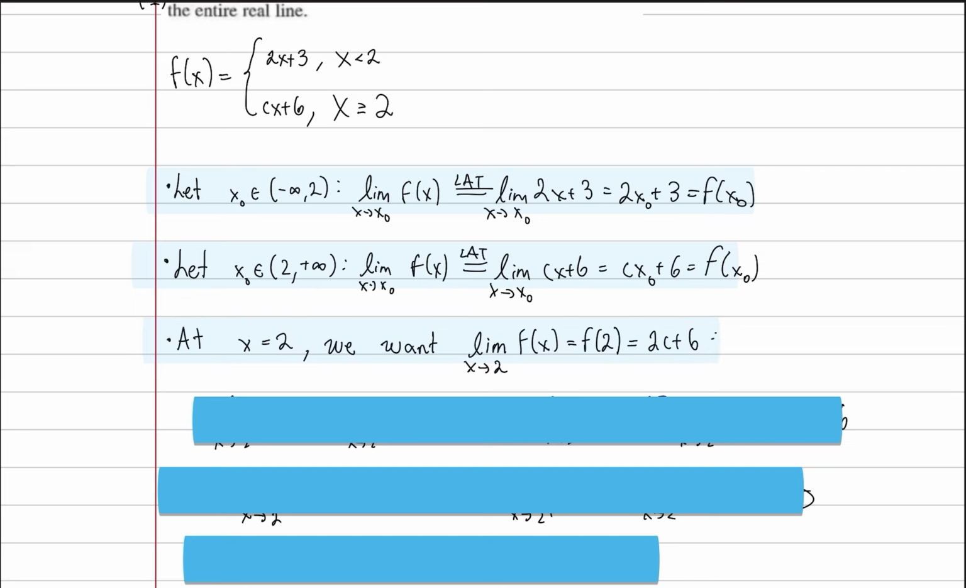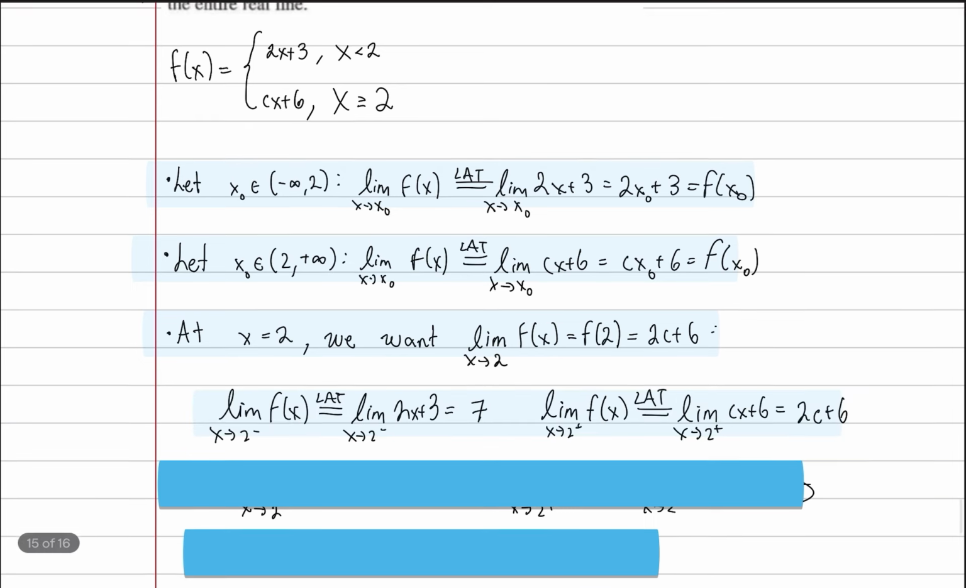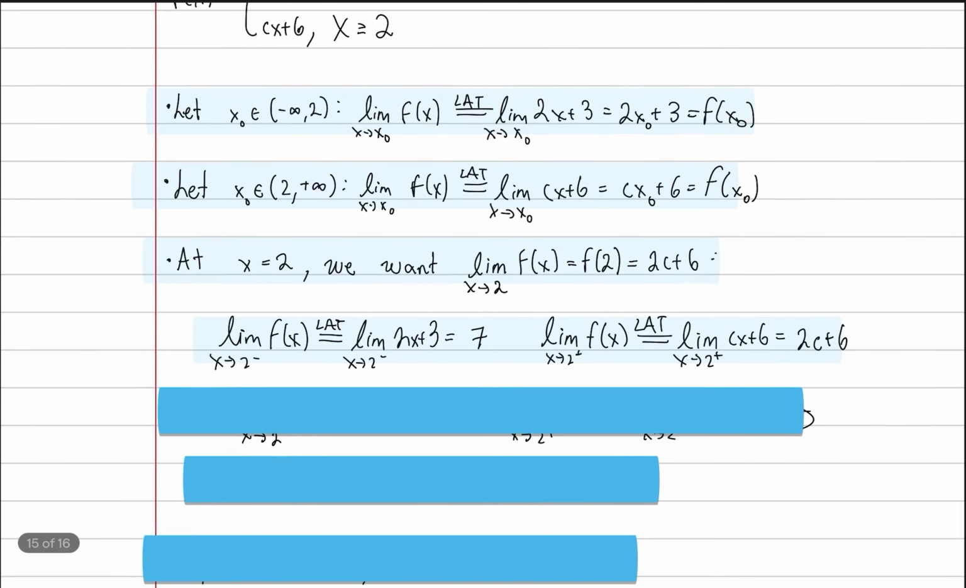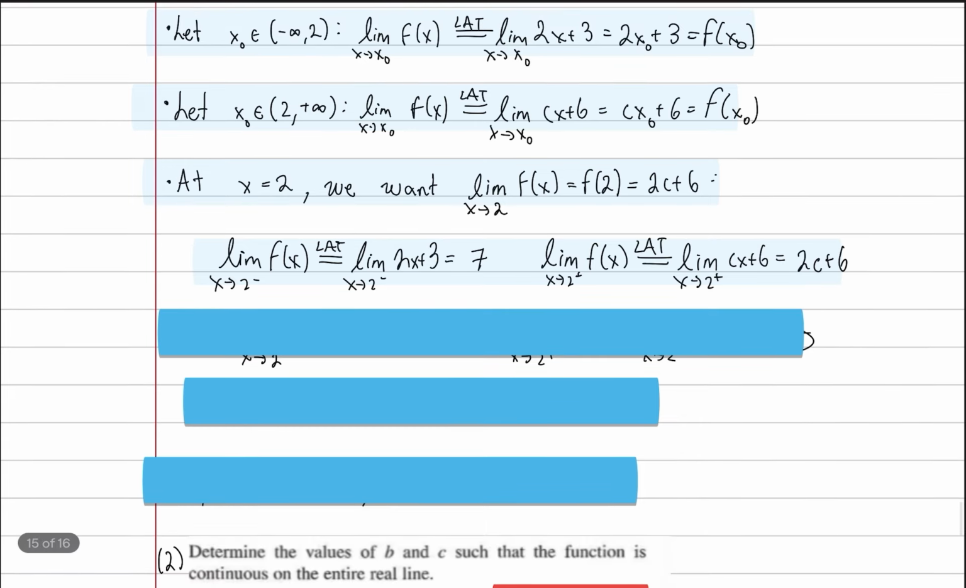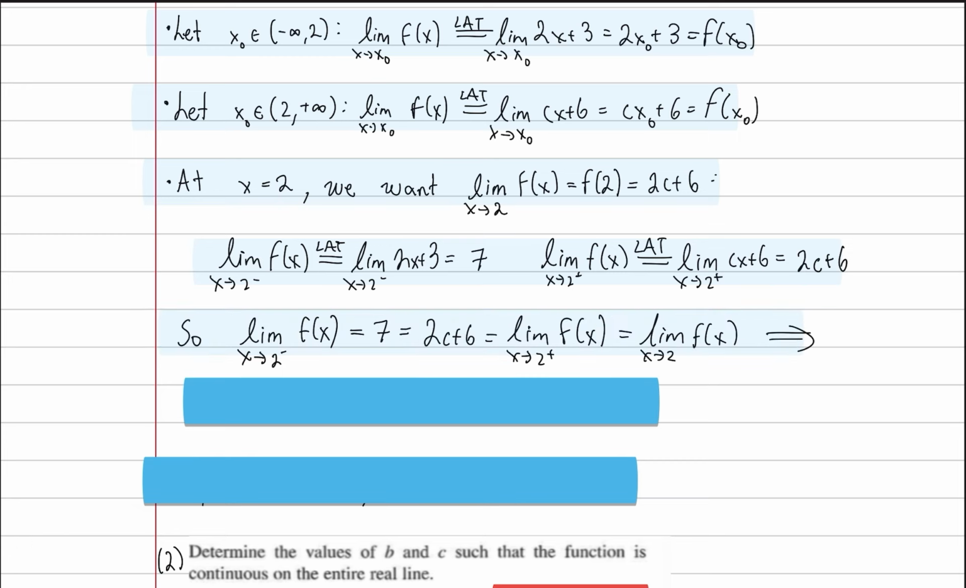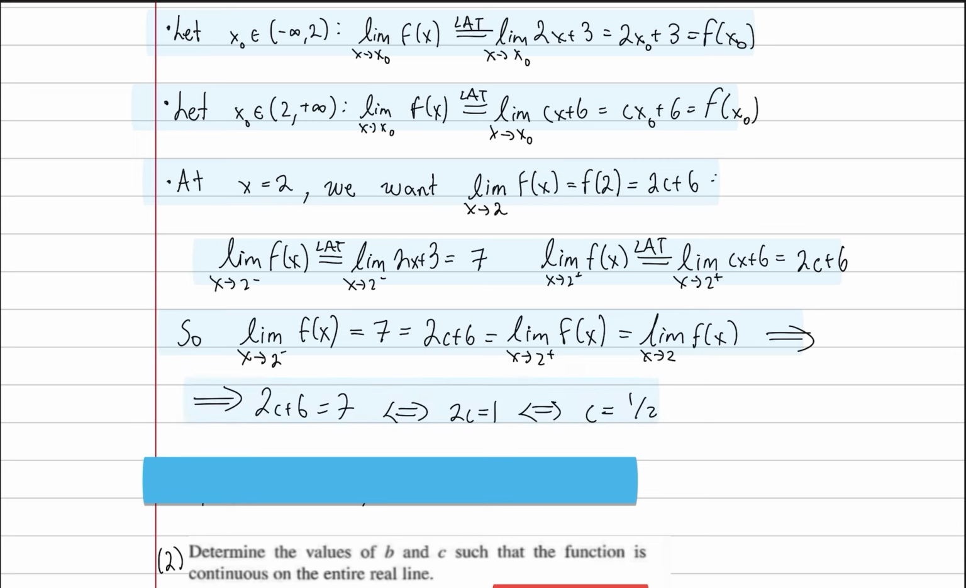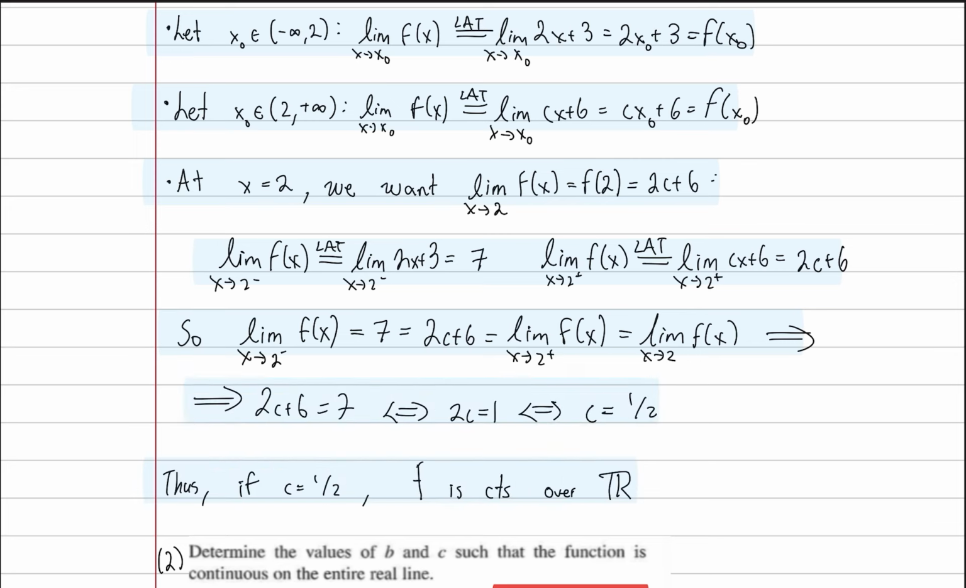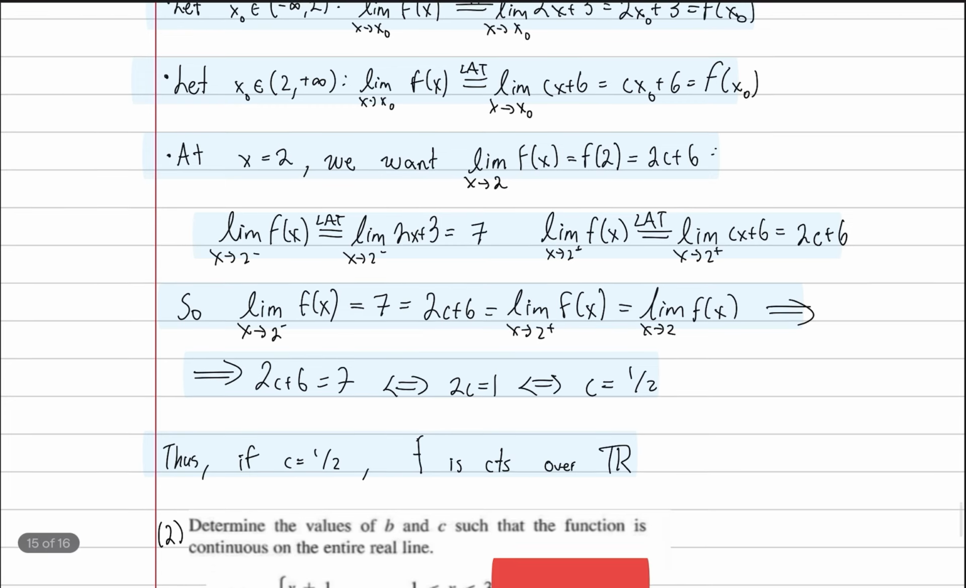Here's where things get tricky. At x equals 2, we want the limit of the function at 2 to be the function evaluated at 2, which is also equal to 2c plus 6, meaning we want the side limits, which in this case on the left, we just get 7, and on the right, we get 2c plus 6, to be equal to each other. So in that case, we have this whole thing, but we'll just look at the c part, and we'll get c has to be 1/2. So if c is 1/2, f is continuous over the real numbers.